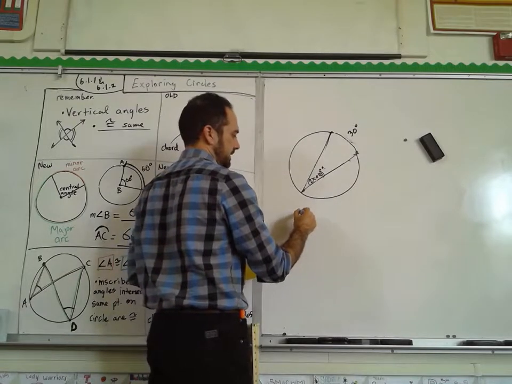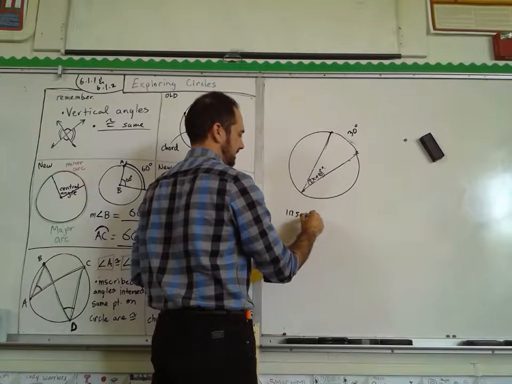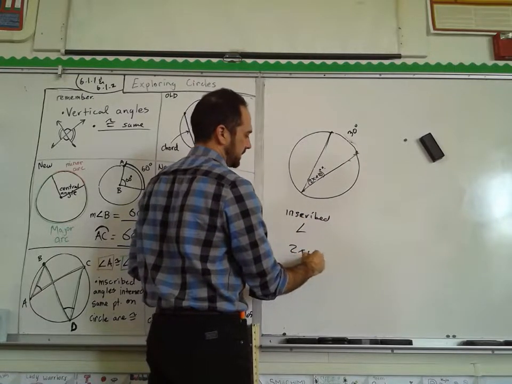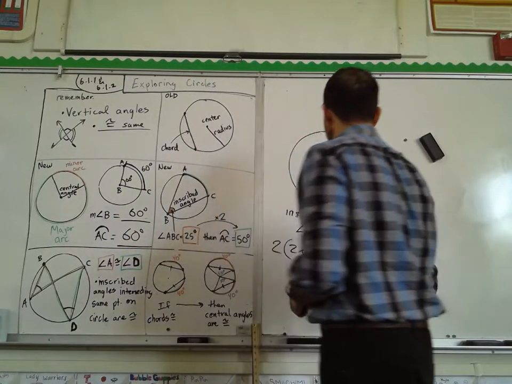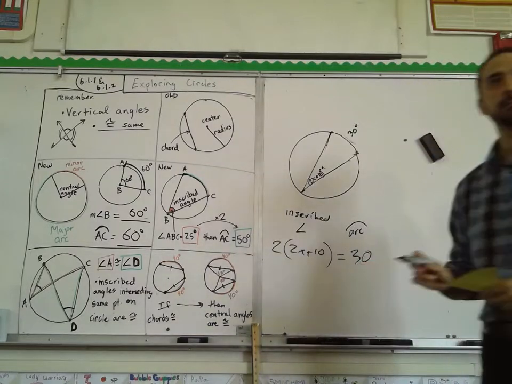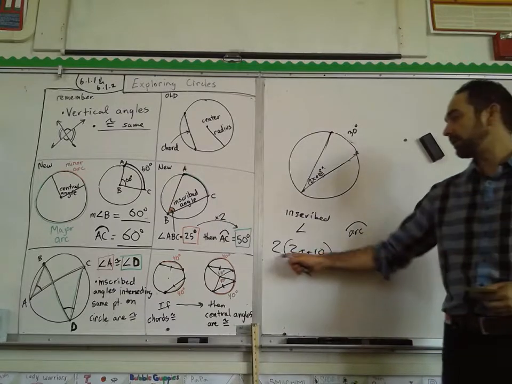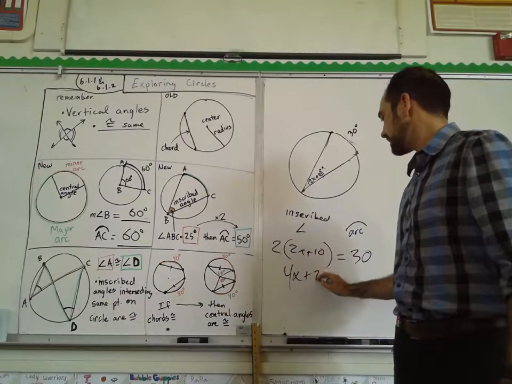Here's the inscribed angle. The inscribed angle is 2x plus 10, and what I know is if I have two of those inscribed angles, I equal the arc. This is twice as big, so I have to double the inscribed angle. Now watch what happens. 4x plus 20 is equal to 30.